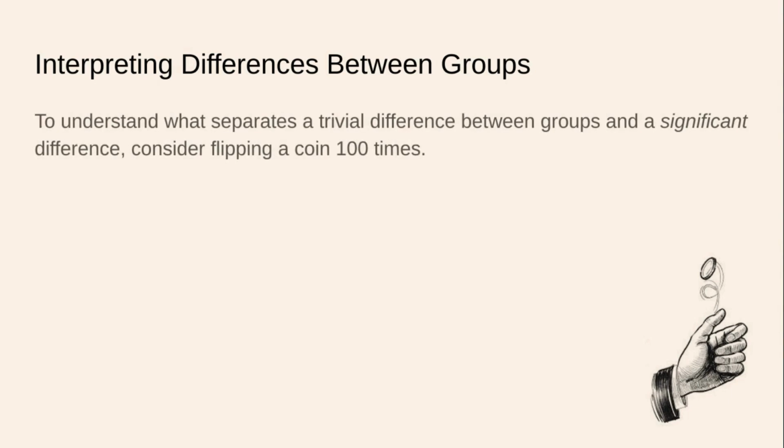So here's the big question. What's the difference between insignificant variation and significant variation? What separates just getting a couple lucky good tomatoes in one group as opposed to another, and a really big noticeable difference that we can attribute to one of the treatments? So to understand what separates a trivial difference between groups and a significant difference, small difference versus big difference, we could consider flipping a coin 100 times. Here's a basic example for how to determine significance.